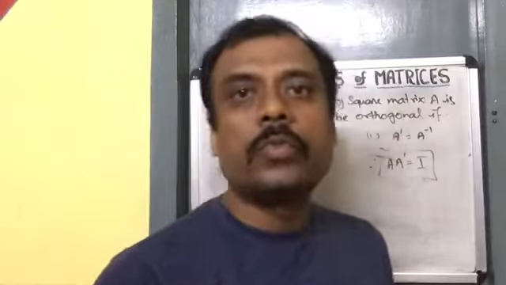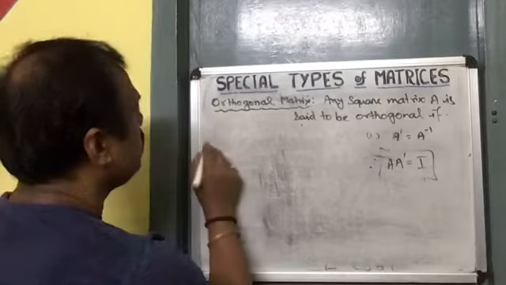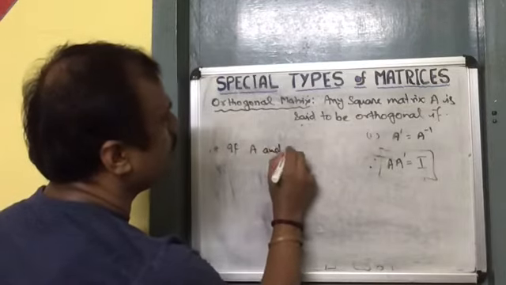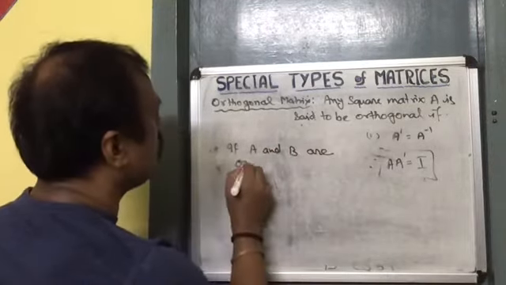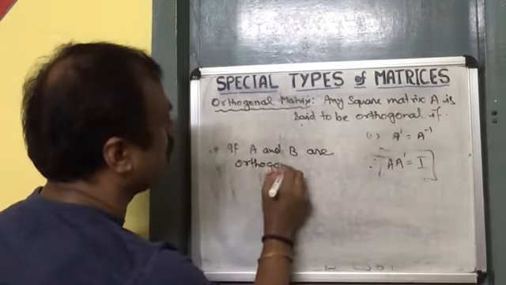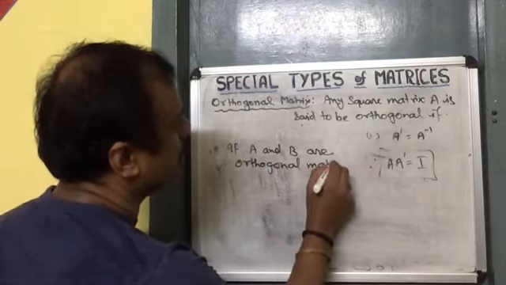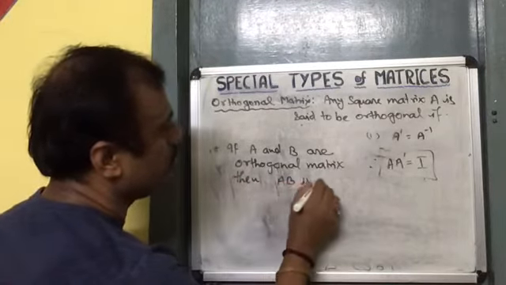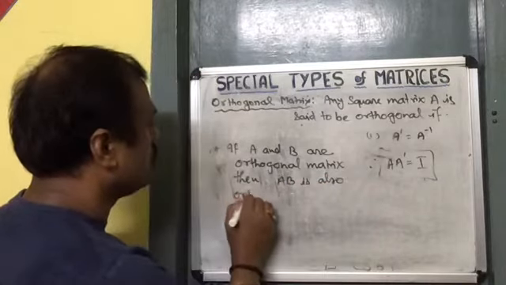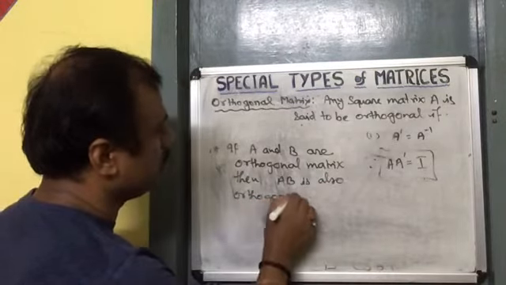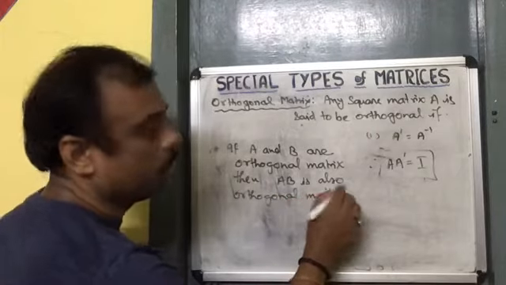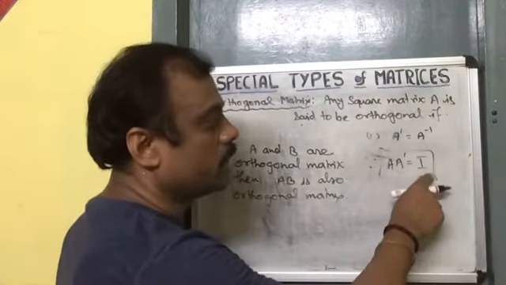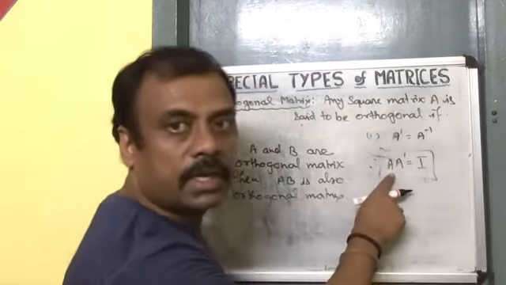Yes. One more point I want to add. If A and B are orthogonal matrices, then AB is also an orthogonal matrix. Okay, and since AA dash equals identity, so A is an orthogonal matrix.